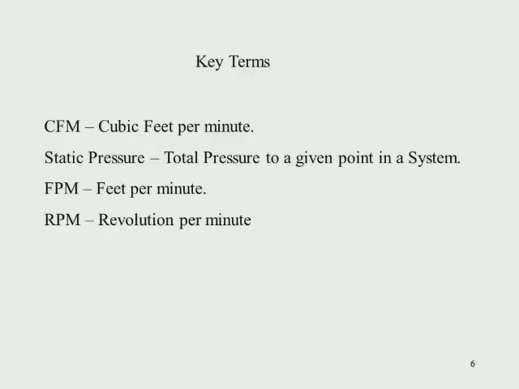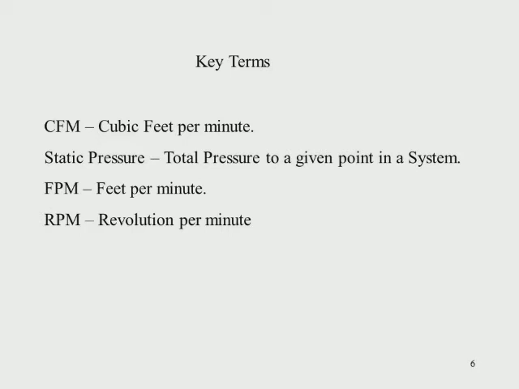So some simple key terms. The first one is CFM, cubic feet per minute. Really, that's the volume of air that we are moving. That's a design criteria that we need to know in order to properly design a system. Next would be static pressure. In the definition, it says total pressure to a given point in a system. Basically, we're moving air through the ductwork, and that creates resistance called static pressure. We want to make sure that we know the static pressure because those are design criteria when we're designing our fans and our systems.